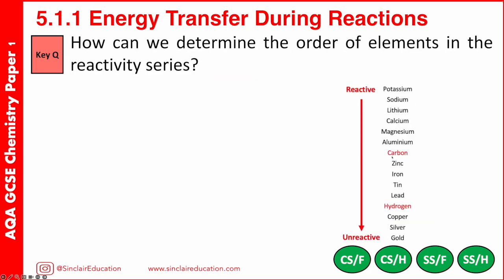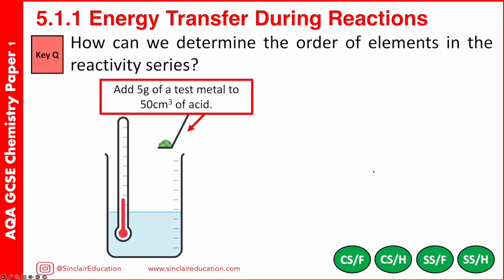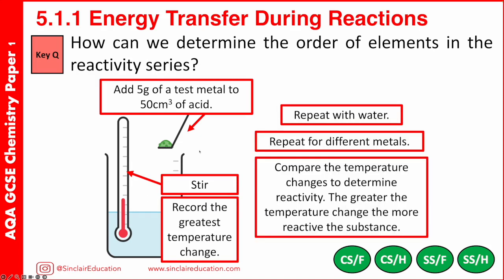You can also start to try and figure out the order of reactivity of elements by using these reactions. So we can place these in order by their observations of what we see happening with water and dilute acids. But what we can also do is add them and not just look at how much bubbling we see, but also try and measure temperature. So if we add a fixed mass of metal to a fixed volume of acid, we'll record the biggest temperature change that we see, and we'll do this with different metals. The bigger the temperature change is, the more reactive that substance is.